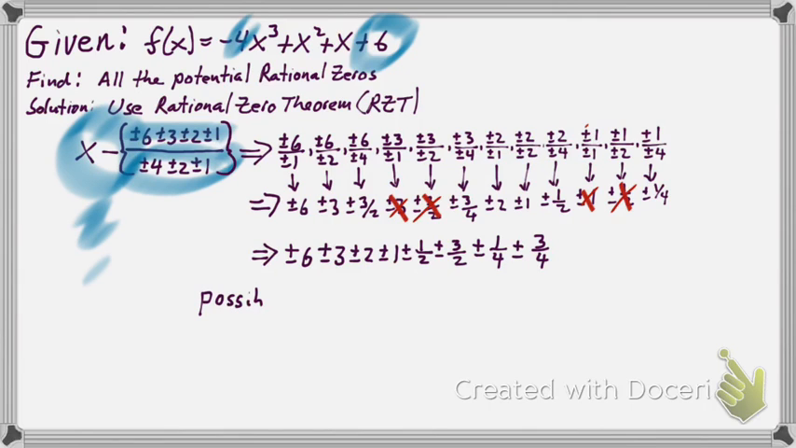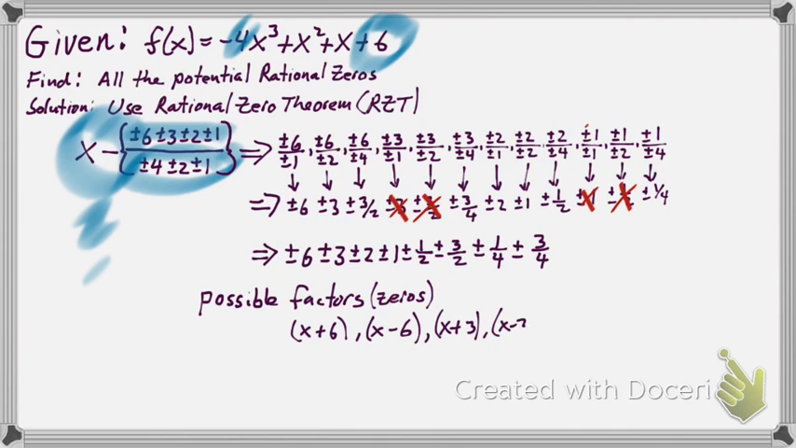Now, what about this x minus thing? What the heck does that mean? All right, these are possible factors, possible zeros. So they actually look like this. The plus or minus 6 means x plus 6 or x minus 6 can be a factor of my polynomial. The x plus 3 or x minus 3 may be a factor of my polynomial, so on and so forth. I would actually have to test through synthetic division. But that's what it actually means. What do you have to give me as far as an answer for your homework?